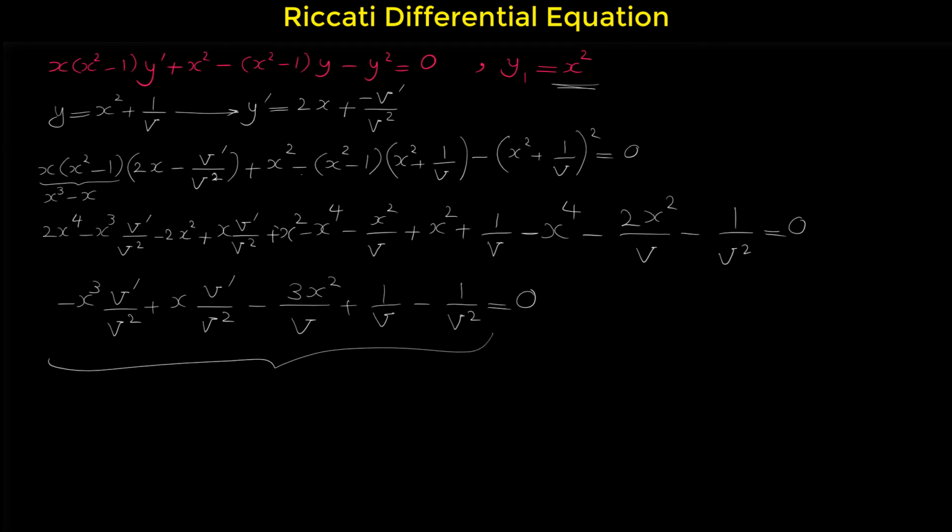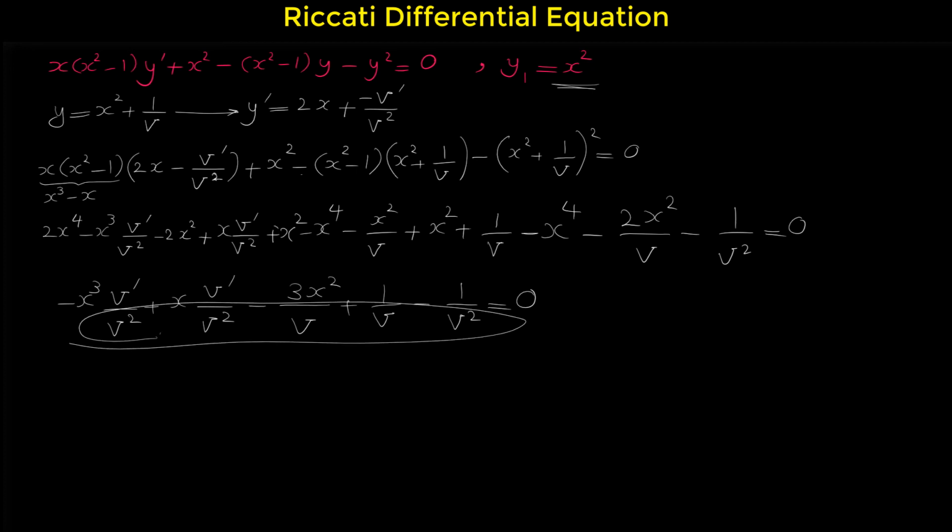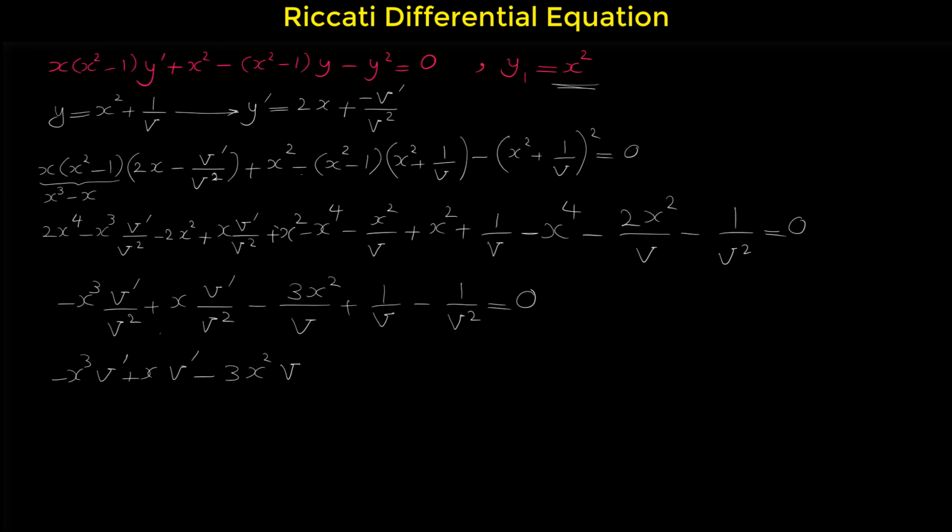So we get to this differential equation. Now to get rid of these v's in the denominators, let's multiply both sides by v squared. So if we multiply both sides by v squared, we have negative x^3 v prime plus x v prime minus 3x squared v. If we multiply this by v squared, 1 v goes in top, 1 v cancels with the bottom and 1 v remains in top. If we multiply this by v squared, we have v minus 1 equals 0.